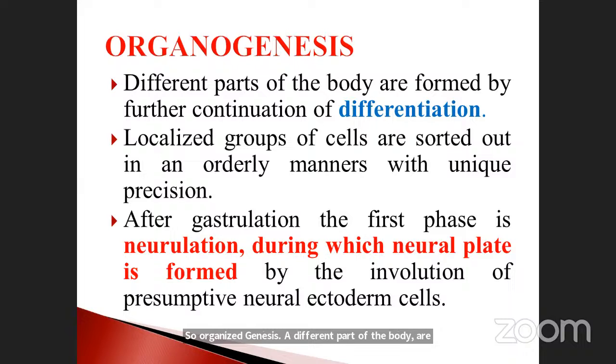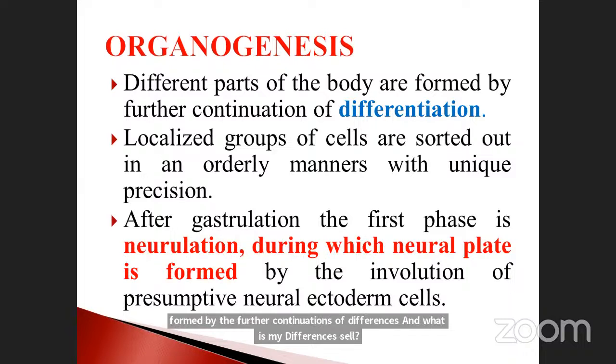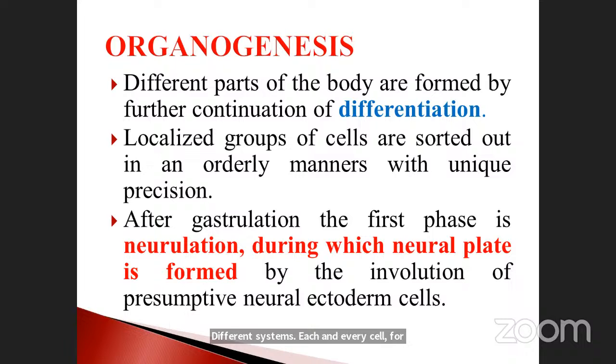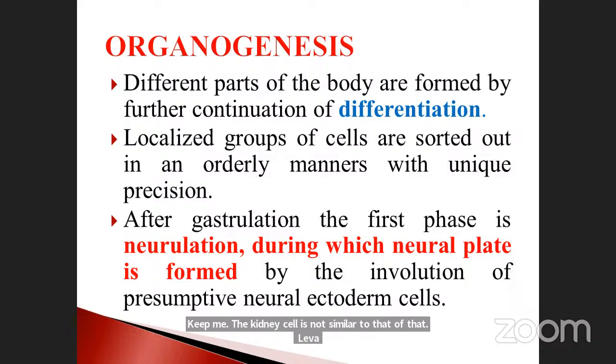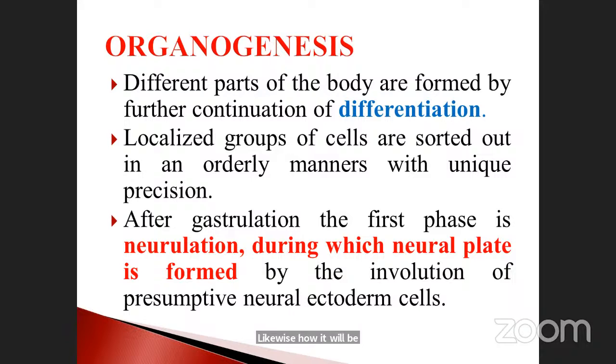What is differentiation? Cell differentiation. Each and every cell, for example brain cells, is not similar to that of the kidney. The kidney cell is not similar to that of the liver. Likewise, how are they differentiated? They are all formed from a single embryo only. A single embryo develops into different organs. How? With specialized cell structure, cell division is called differentiation.